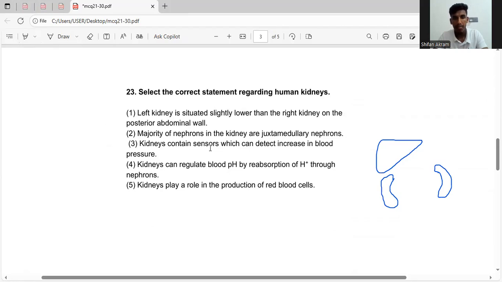renin is released. Renin causes vasoconstriction, and vasoconstriction increases blood pressure. So here they are saying kidneys contain sensors which detect an increase in blood pressure, but in reality they only detect a decrease in blood pressure. So again, we can eliminate the third answer.